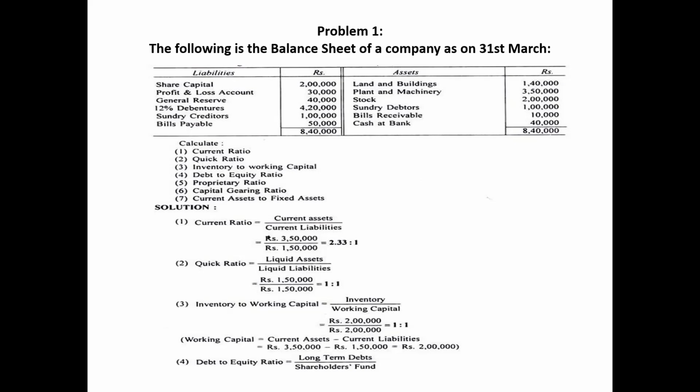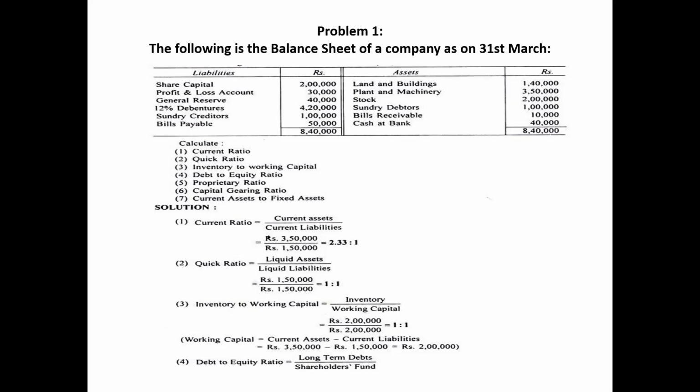Now next, third is your inventory to working capital. The question itself has the answer. Inventory to working capital. So inventory divided by working capital. Inventory means stock. It's given 2 lakhs, right? And divided by working capital. Now, what is working capital? It is current assets minus current liabilities. I've given it there in a bracket for your understanding. So, current assets minus current liabilities, you get working capital as 2 lakhs, right? Put in the formula, the ratio is 1 is to 1.